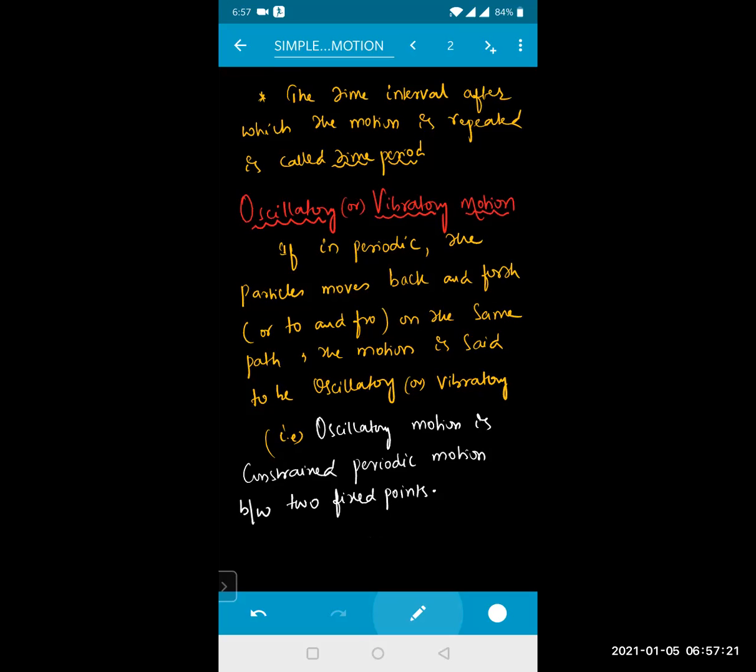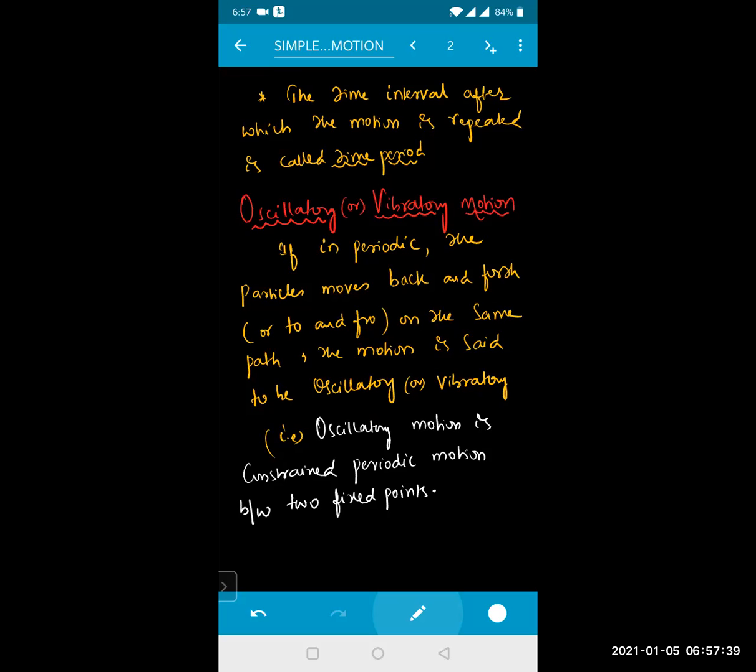So you can say that oscillatory motion is also a form of periodic motion. Is it clear for everyone? Is it clear, beta? So that was about the definitions of oscillatory motion as well as periodic motion. So what is the difference between periodic motion and oscillatory motion, beta?